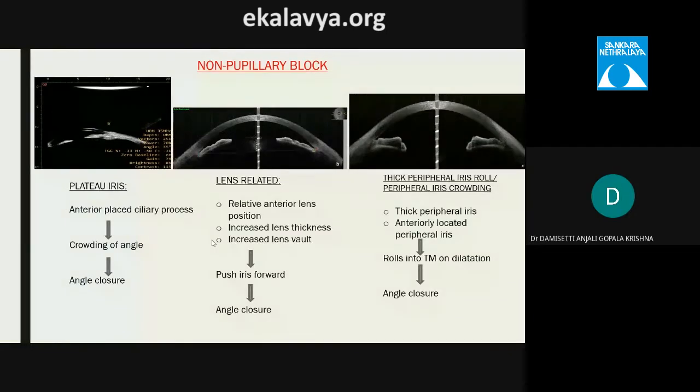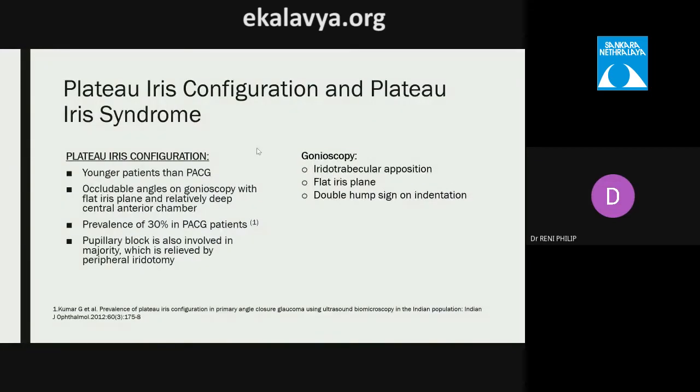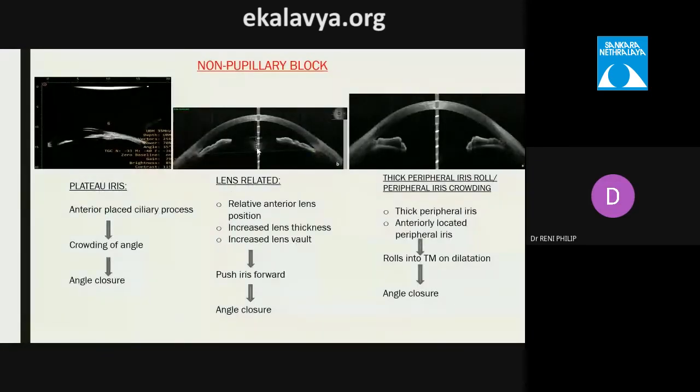Yes, ma'am. What is the distance between the line joining the scleral spurs and the anterior surface of the lens? So you have a line joining the scleral spurs, and the perpendicular distance from the anterior lens capsule to this line is the lens vault. Okay. All right. So in a lens with the same thickness, a greater vault can have shallower angles. Yeah, please continue.